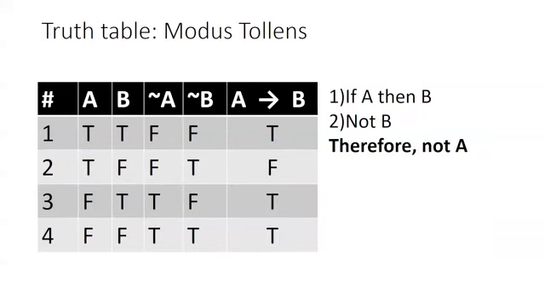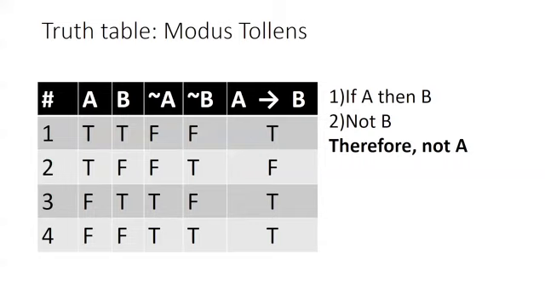Okay, here's another one, modus tollens. If A, then B, not B, therefore not A. We could also call this denying the consequent. Now, we're going to add some columns to our truth table, and we need to add these columns for the propositions not A and not B.